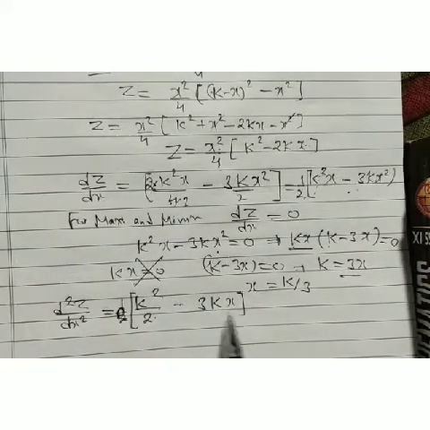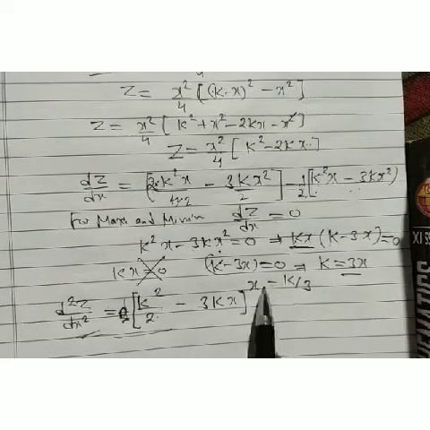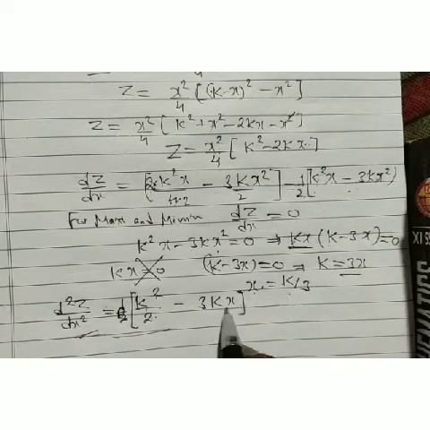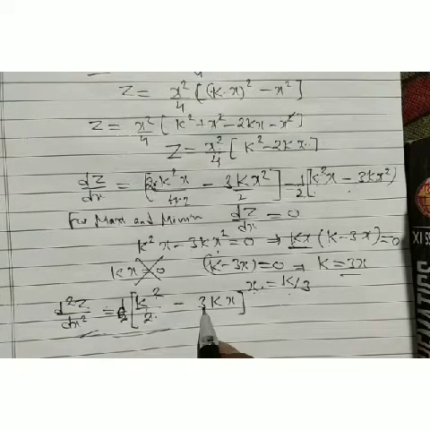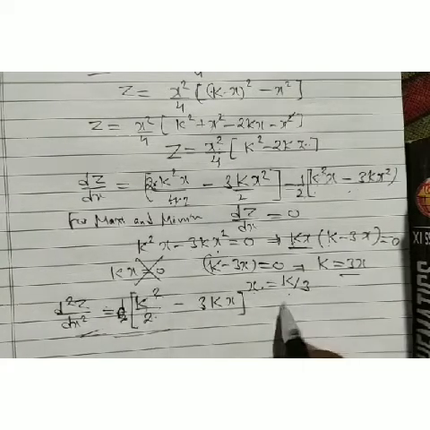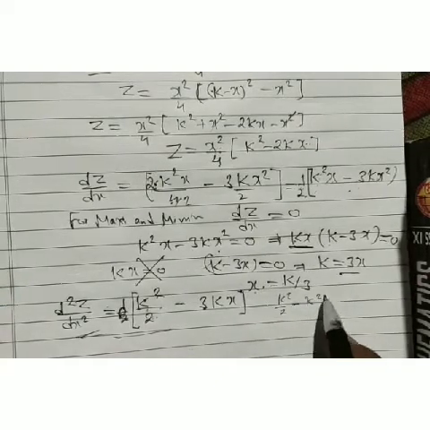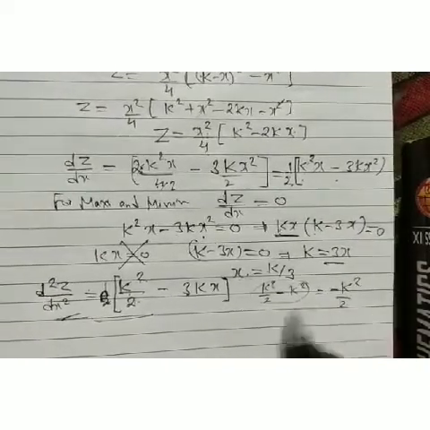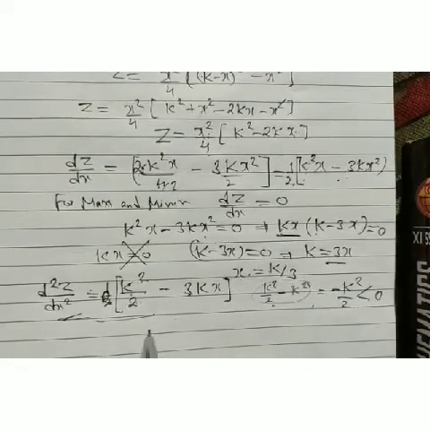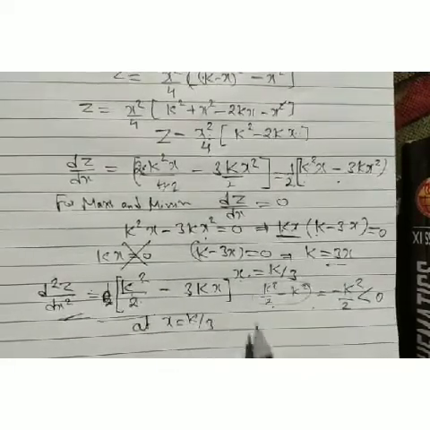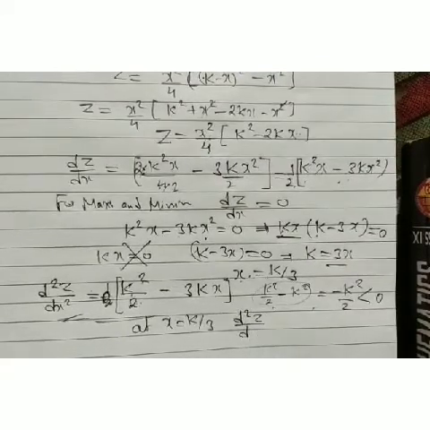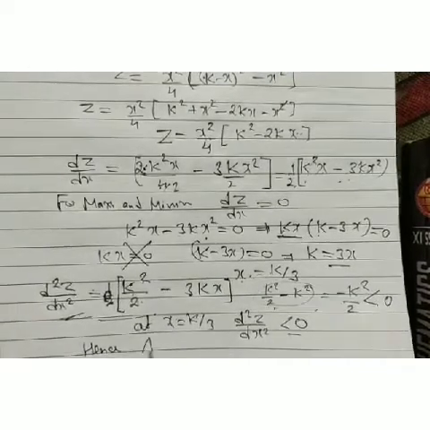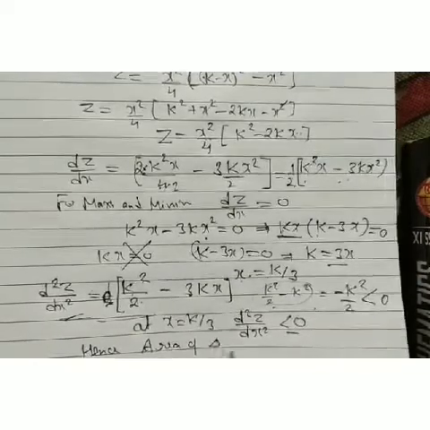Now we find the value of the second derivative at x equal to k by 3. It's k square by 2, and with x equal to k by 3 the 3 cancels out, so we get k square. Now k square by 2 minus k square; after solving we get minus k square by 2. Obviously this is less than 0. So at x equal to k by 3, the second derivative of z is negative. Hence our area of triangle is maximum.